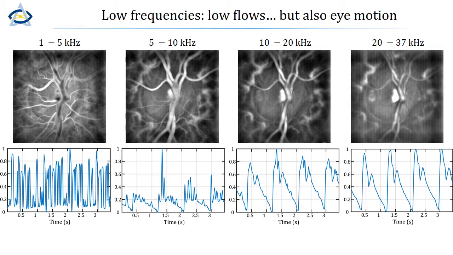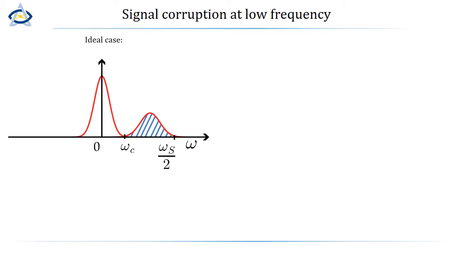And at very high frequency, it's the opposite. You have a very nice pulse waveform that is impeccable, but the image is not able to reveal the smallest blood vessels. So there's a compromise we need to make between how much we want the image to reveal smaller features and the quality of the dynamic signal that we will measure. And here is the source of the problem.